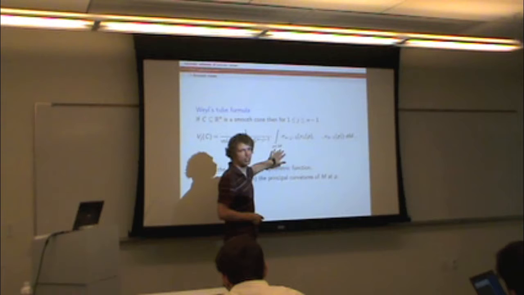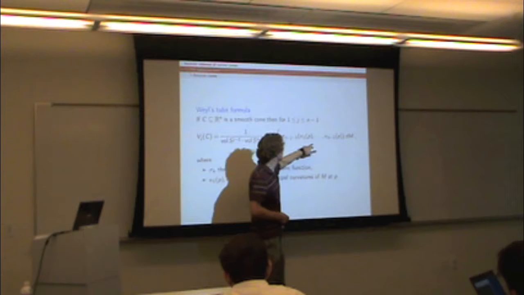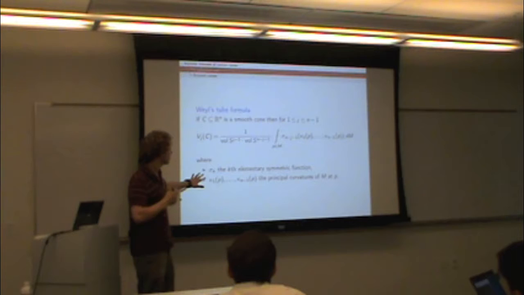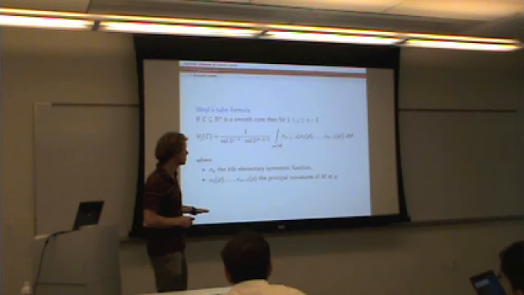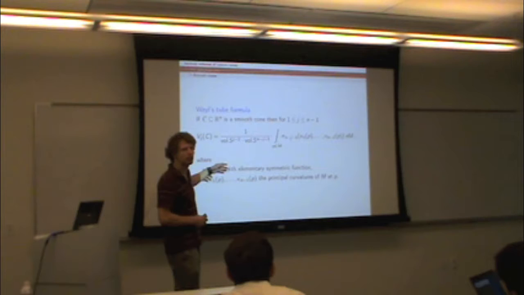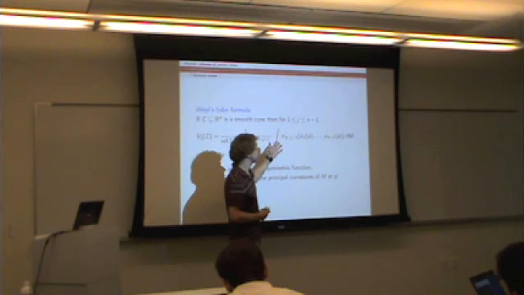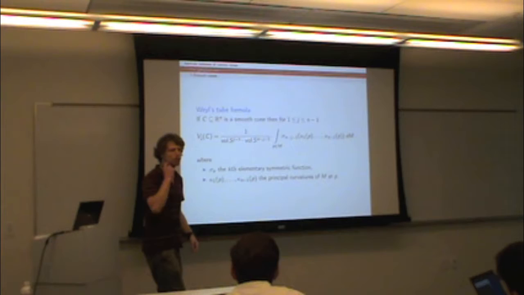Now what we have here is, this sigma is basically the elementary symmetric functions. And these kappa 1 to kappa n minus 1 are the principal curvatures of the set M. On the next slide I will explain what the principal curvatures are, but this is just to motivate this. So this actually gives us an explicit formula for the intrinsic volumes of cones with smooth boundary. We only need to know the principal curvatures, and then we have to integrate the elementary symmetric function of these curvatures over the boundary. And this way, the curvature really enters the intrinsic volume.